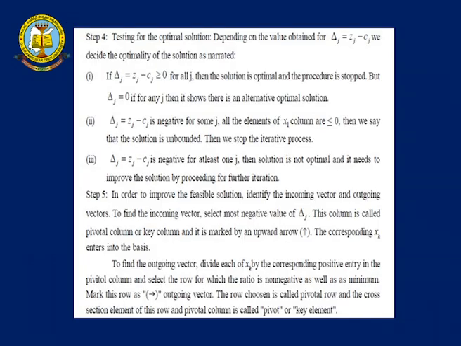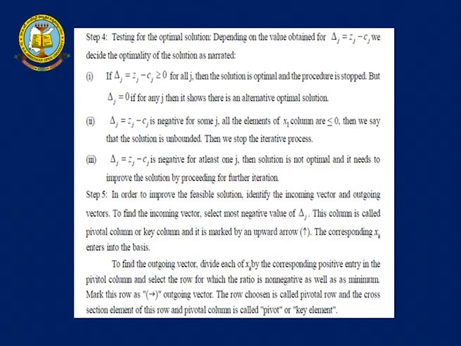So after writing all values into the simplex table, now coming to the calculation procedure: testing for the optimality of the solution depending on the values obtained by delta j, that is Zj minus Cj. Here, we have to move to the next iteration. We have to check the delta j values, that is Zj minus Cj.